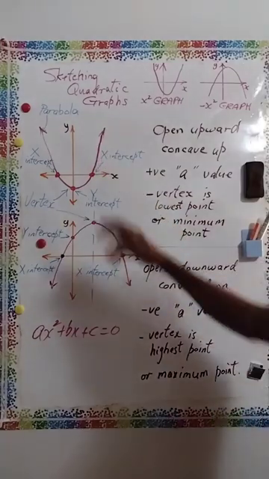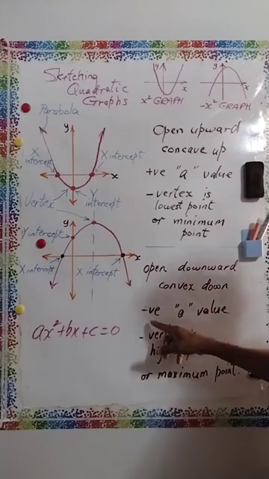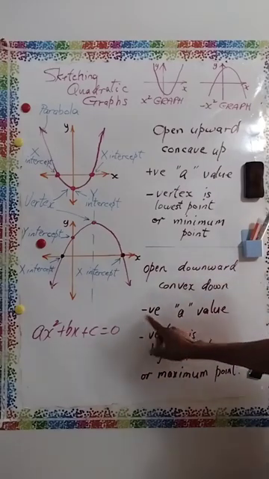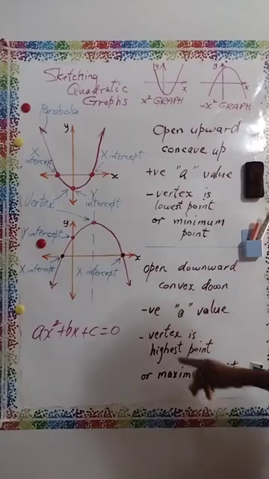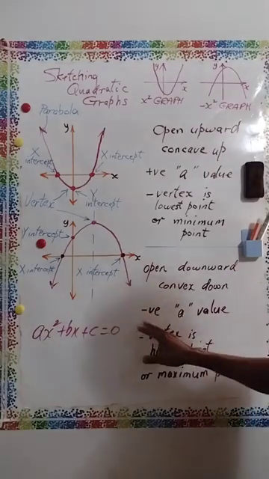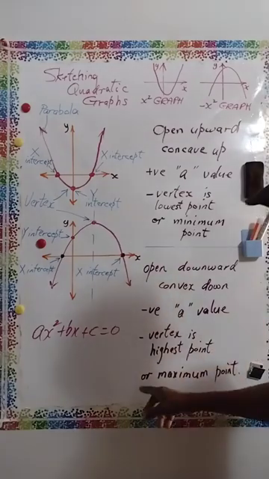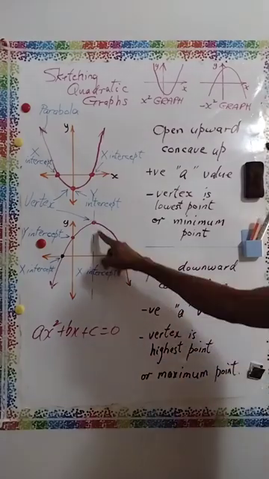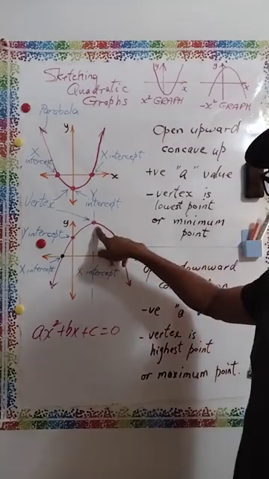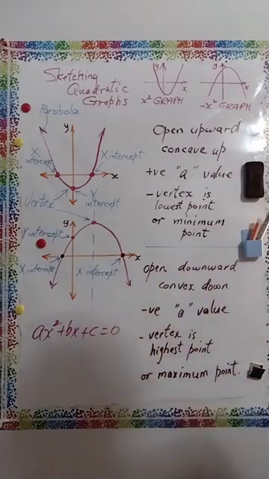If you invert the first one, you're going to get the second one, and that's because the A value is negative, right? And the vertex is the highest point in a negative A value graph. Please note that. And it has a maximum point. So if you want to find the maximum value, it can be found here, the maximum point. So please note what's going on here.